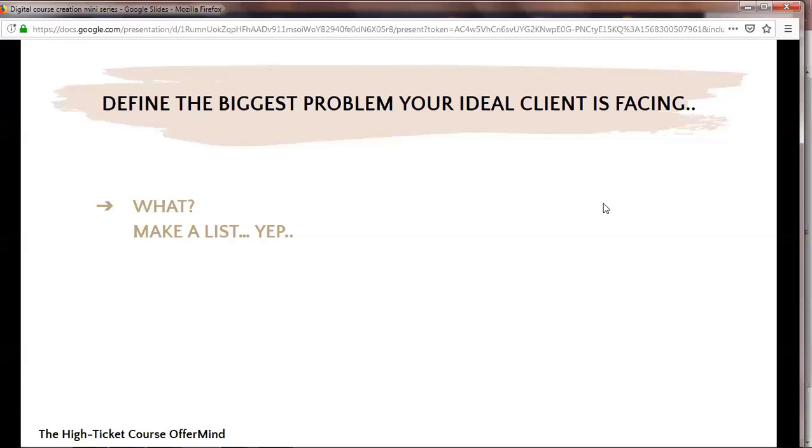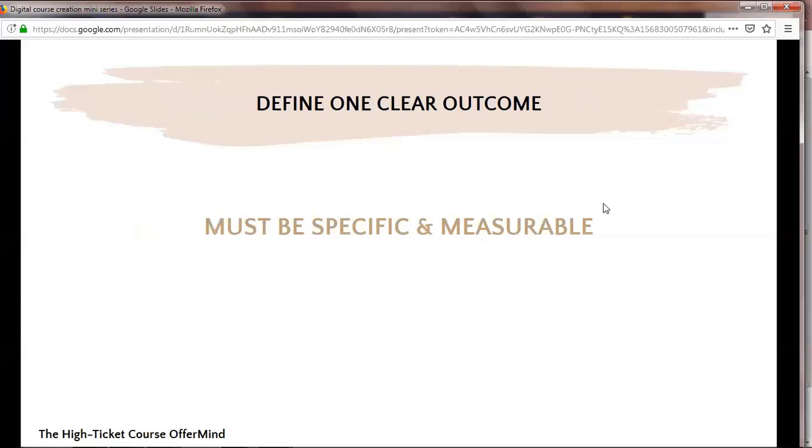Okay, so the next thing we're going to do, after we've listed all the different problems and compiled the ones we think are more viable, something more credible that we are able to solve, is define one clear outcome. And of course, it's got to be specific and measurable, which makes it even more credible when it comes to pricing your offer, your product, and your services.